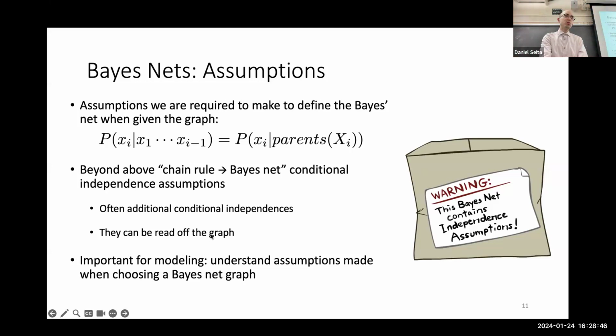When we choose to model some data or some domain, it's very important to understand the assumptions that are made when choosing a Bayes net. A general principle is you want your Bayes net to encode just enough assumptions that match the domain of interest. You don't want a Bayes net that has too few assumptions or too many assumptions. You just want the right balance, and we'll talk about that right now.